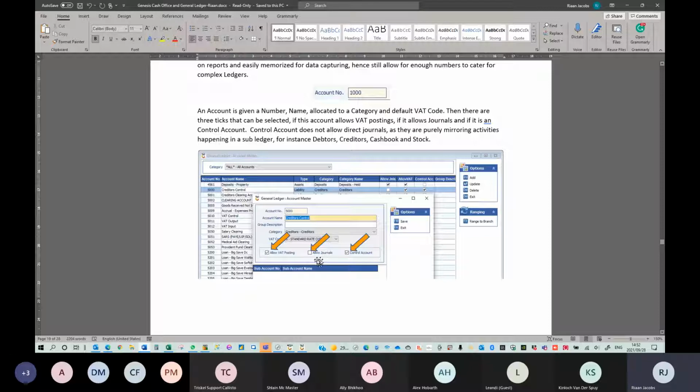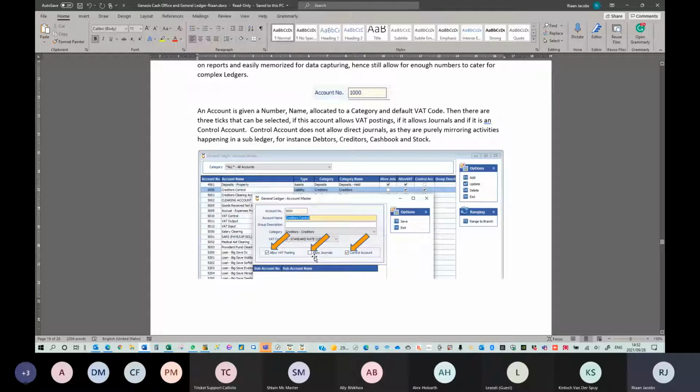The next one is allow journals. So allow journals means that you can do a journal on that account. Journals are for when you actually want to move money from one GL account to another GL account, so if you want to capture an entry. Now that's normally switched off when it gets to a control account. And depending on how you manage your business, you can switch it off on most accounts.